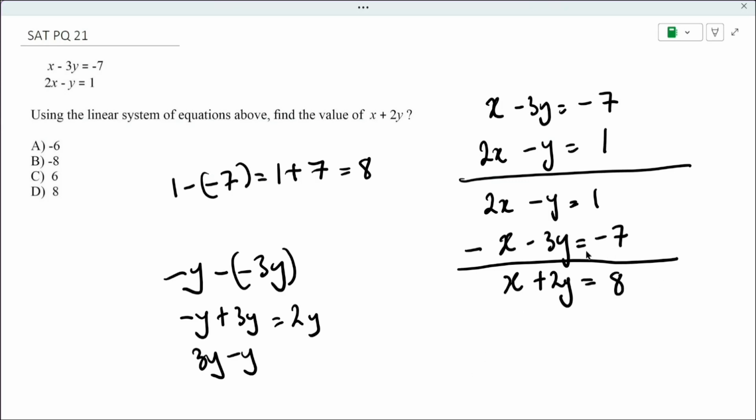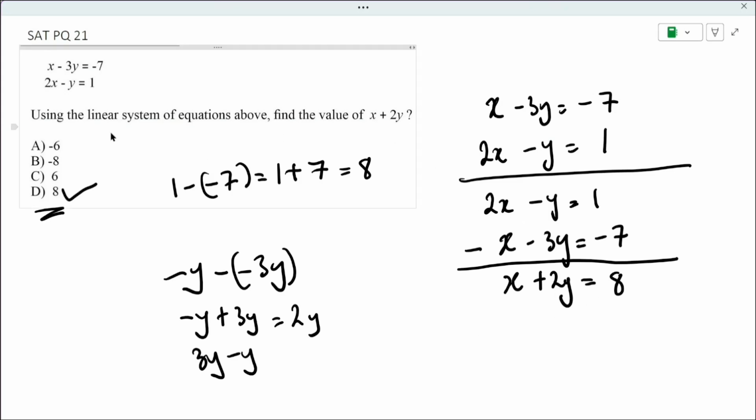You can see the technicality in this question. A student can jump and say 1 minus 7 and will get minus 6, which will be in the options, but it's the wrong option. So x plus 2y, which is the same as the value we're trying to find, equals 8. So the answer to the question is 8, which is D.